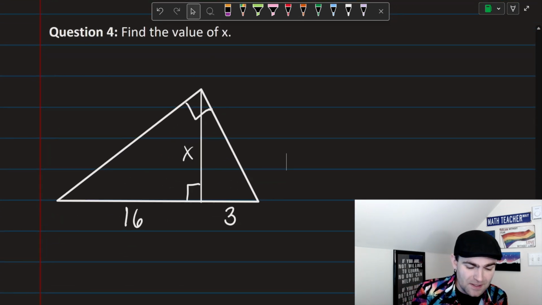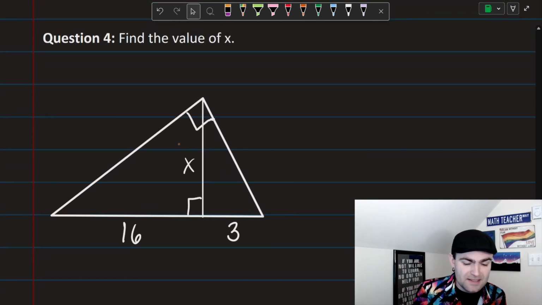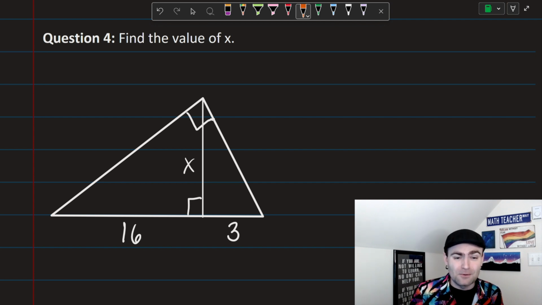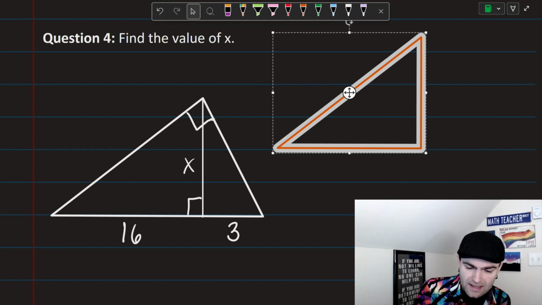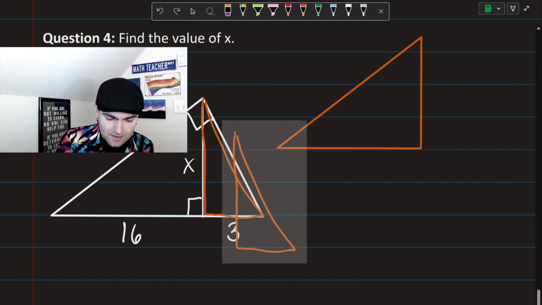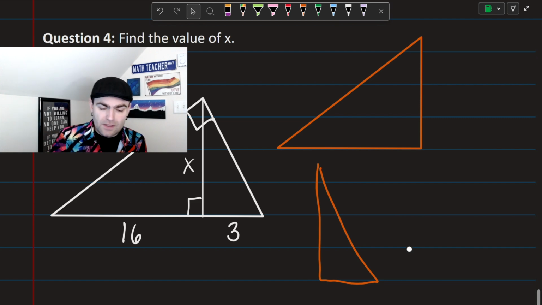So let's look at this one here. What is the value of x? We have a right triangle that's been cut by its altitude. So we end up having two triangles. We have this triangle here, and then we have this triangle here. So we're going to take this one down, and then let's write our information.